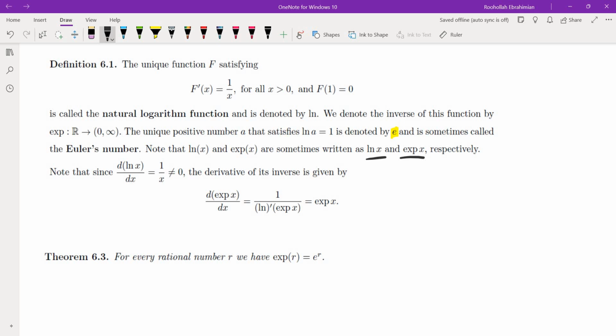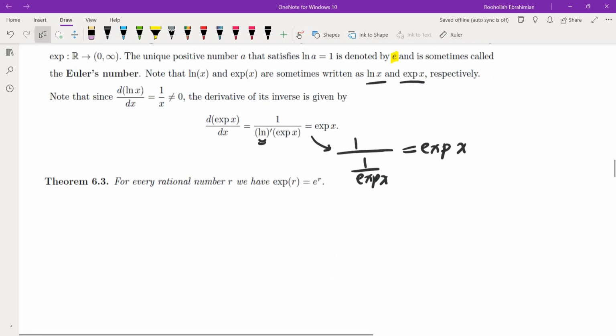Now, the derivative of natural log is 1 over x. In fact, if you use the theorem for the derivative of an inverse function, you would get 1 over the derivative of ln evaluated at exp of x. The derivative of ln is 1 over the input, and that's exactly just exp of x. So the exponential function is a function whose derivative is itself. Okay. First thing is, in fact, this exponential function is the usual exponentiation.